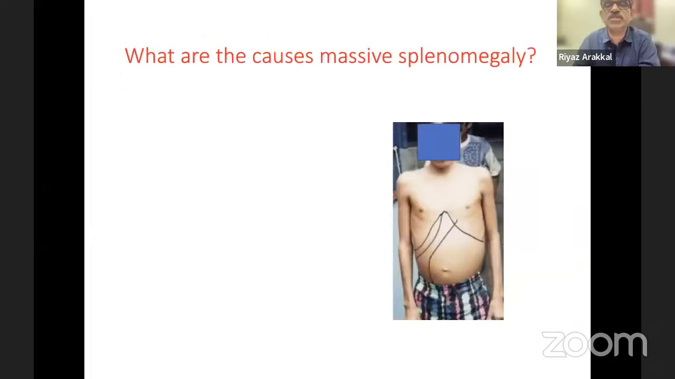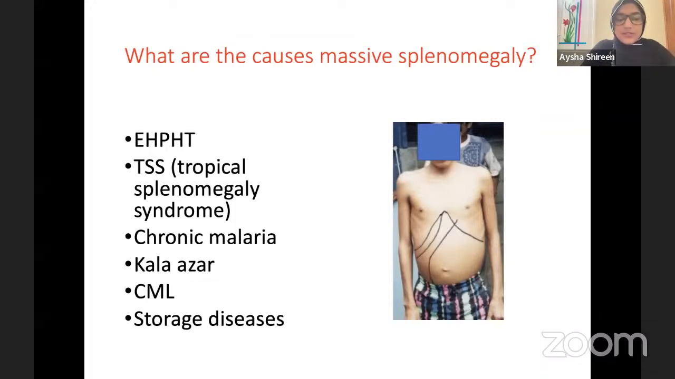What are the causes of massive splenomegaly? What disorders cause a massive, sometimes an isolated splenomegaly or a splenohepatomegaly? What are the causes, Aisha? Extrahepatic portal hypertension. TSS, that is tropical splenomegaly syndrome. Chronic malaria. Don't say just malaria, only chronic malaria. Kala-azar, which is common in North India, chronic myeloid leukemia, various types of storage disorders. These are some of the causes of massive splenomegaly. It may be associated with a minimal hepatomegaly also.